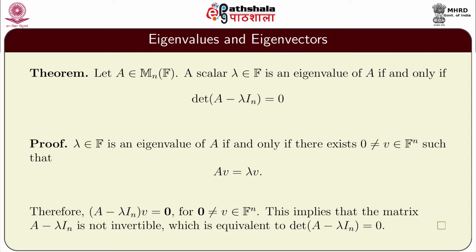Therefore, if we take lambda v to the left hand side, then we obtain Av minus lambda v is equal to 0, and we can write lambda v as lambda I_n of v, where I_n denotes the n cross n identity matrix, and we get A minus lambda I_n multiplied by v is 0 for some non-zero v in F^n.